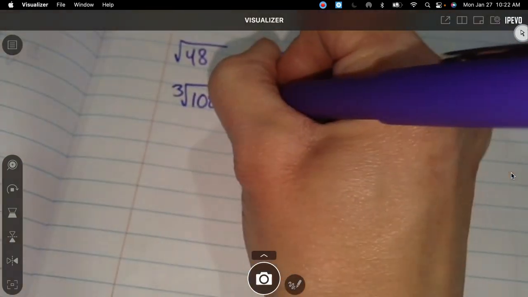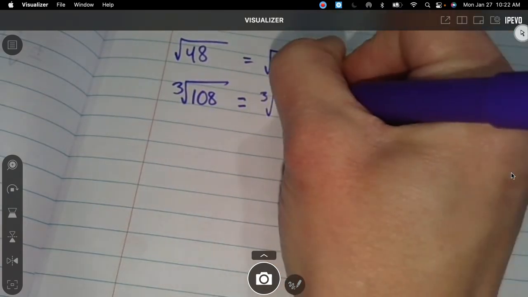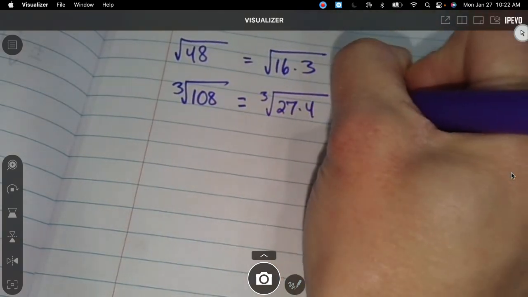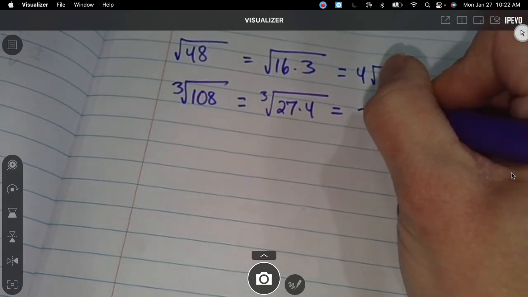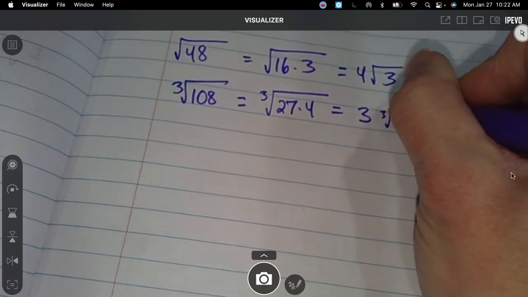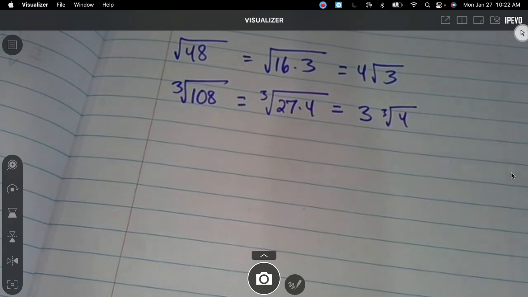So let me put that. The cube root of 27 times 4. What's the cube root of 27? 3. And then put your little cube root of 4 left over. Okay. We remember all this? Yes. Y'all are going to do so much better, I think, than I expected on your worksheets.